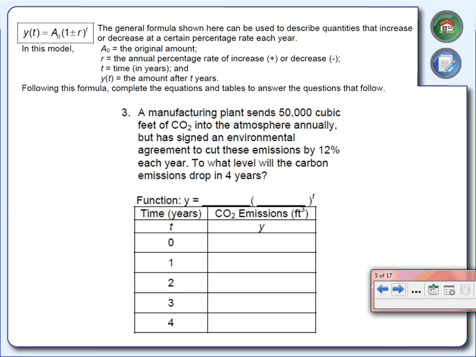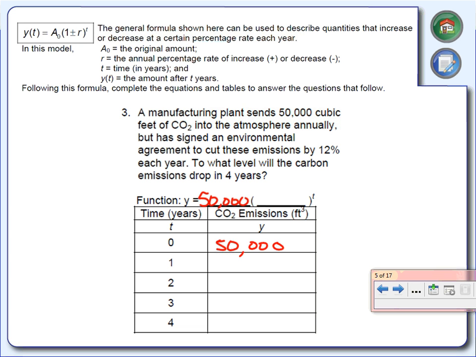All right, so let's see here. We know the manufacturing plant sends 50,000 cubic feet of CO2 every year. That's the starting point. That's the initial amount. So let's put that right here, 50,000. Matter of fact, we're going to see that 50,000 right next to 0.